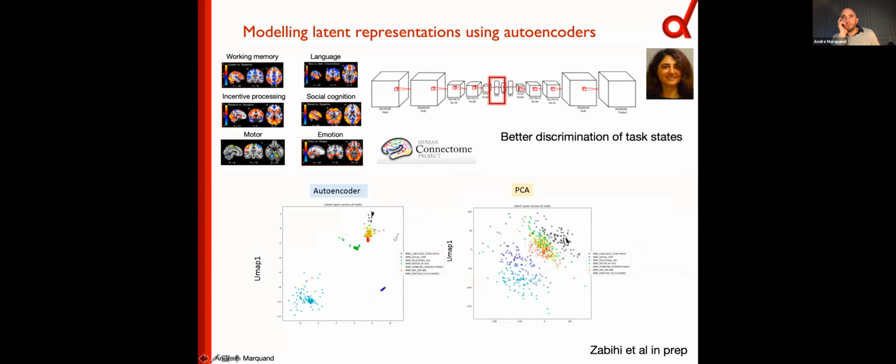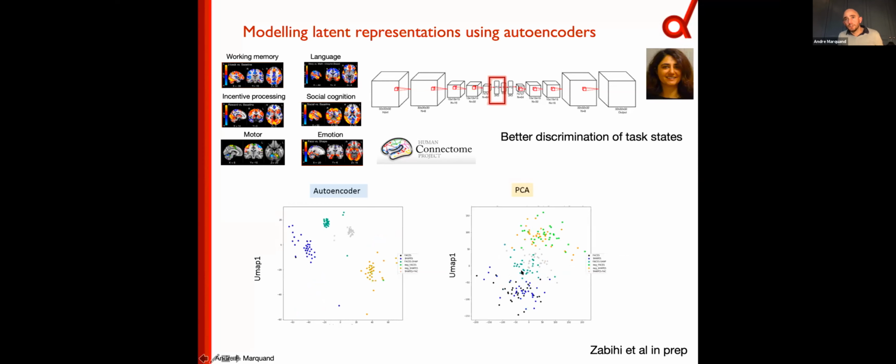So the first thing we're comparing to is PCA. This is UMAP applied to PCA decomposition, because of course you can think of PCA as just a linear autoencoder. And you can see that this convolutional autoencoder pulls apart different tasks much more cleanly, and finds a clearer representation of the different cognitive tasks. Also within tasks, it shows a clearer separation. That also maps onto behavior.